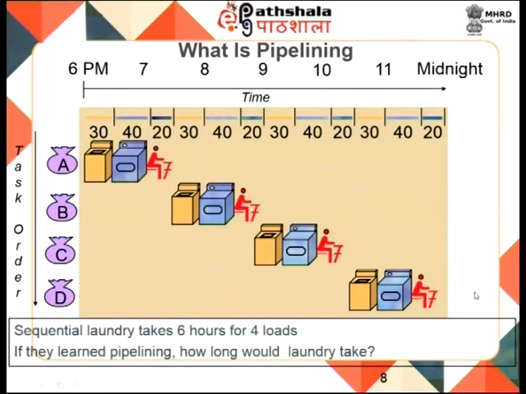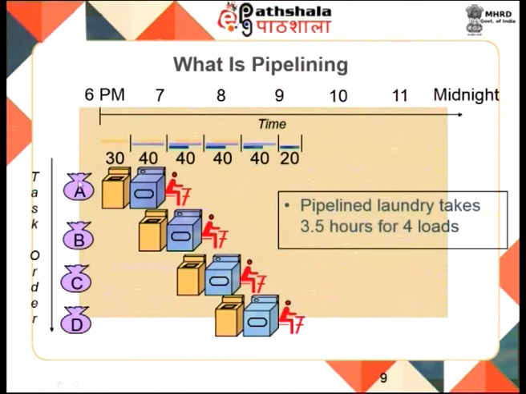Now, suppose instead of looking at a sequential operation like this, we look at a pipelined operation. What will happen? When one person has finished washing and the other person moves on to the drying unit, the washer is now free. So, the washing of the second person can be overlapped with the drying of the first person.